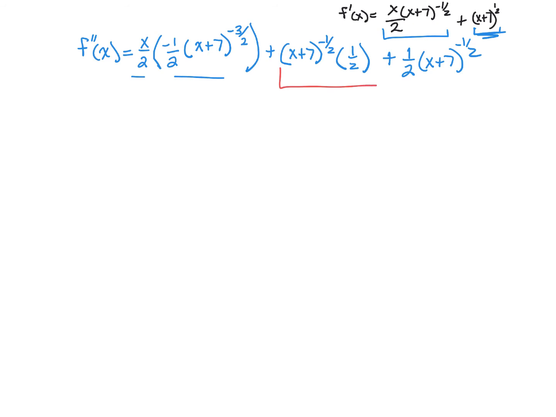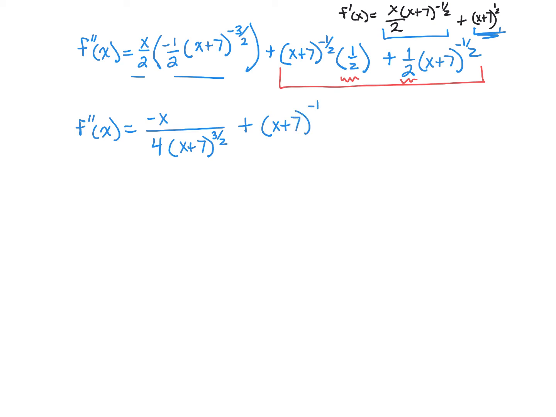And you should notice that if you have half of something and half of something, you have one whole of that something. So we have the second derivative of x is minus x over 4 and x plus 7 to the 3/2 plus x plus 7 to the minus 1/2.